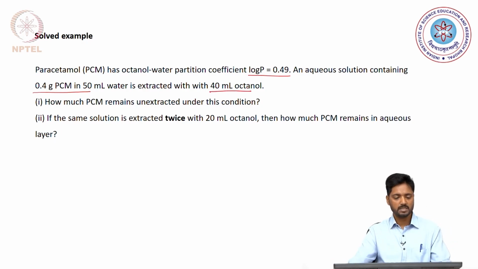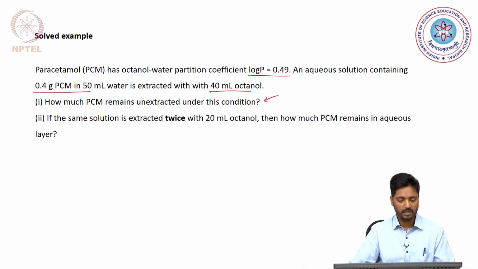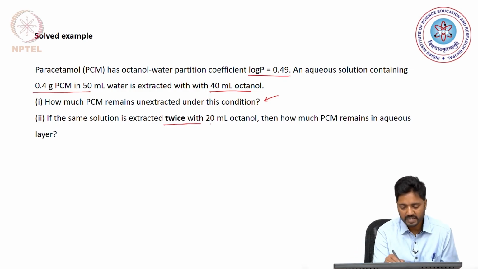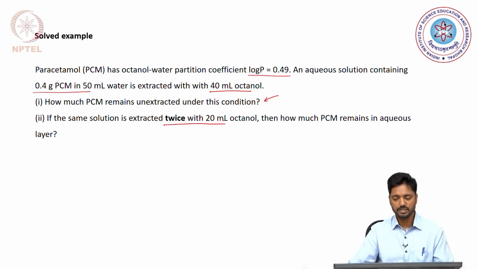So, the question for us is, if we use this 40 ml octanol in one go, how much paracetamol remains unextracted? And the other condition that we will employ is where we use 2 extractions with 20 ml octanol each. So, the total volume still remains 40 ml of octanol. In this condition, how much of the paracetamol remains in the aqueous layer? So, let us try to solve this question by going to the board.